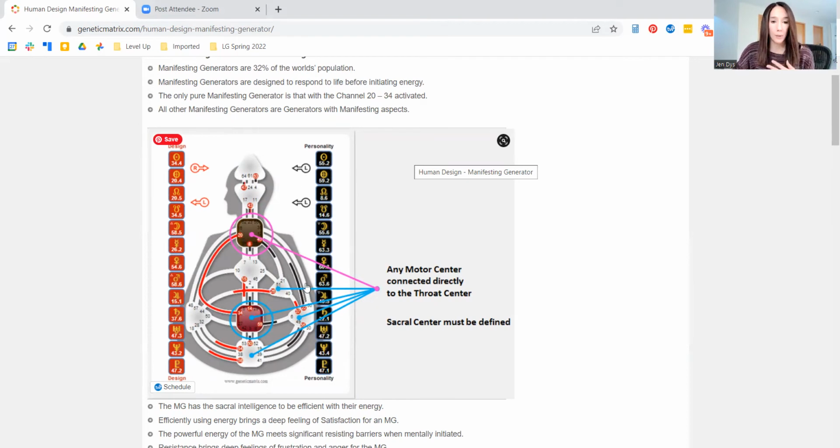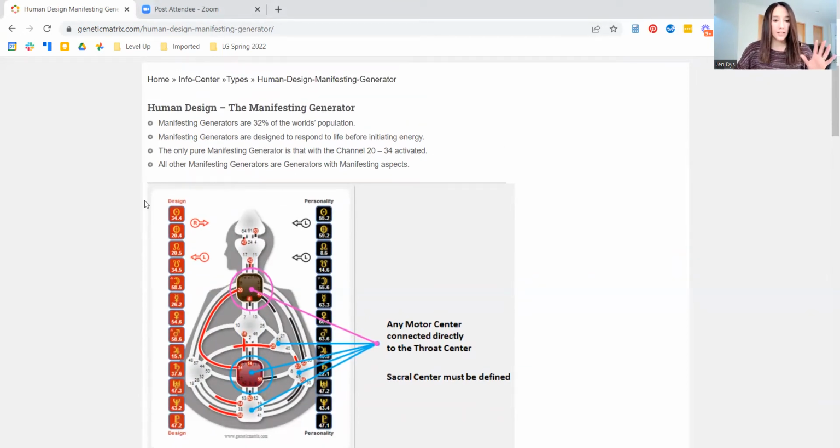And there's a lot more to it when you get into the planetary alignments and the different gates and channels, but this is just an overview. You have the sacral center defined, and then any one of the four motor centers is connected to the throat center, because that's what makes you a manifesting generator. So that's the difference between the two types of generators.